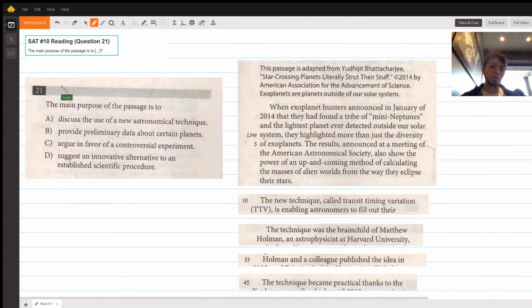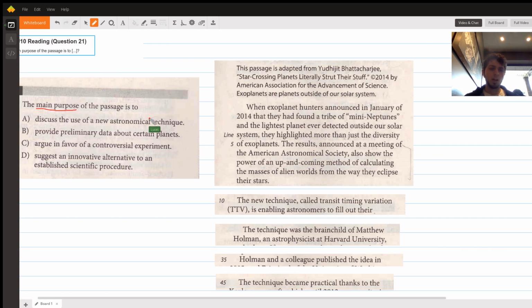Okay, so now we're going to solve question 21. This is from SAT number 10 reading. And 21, this is the first question that's after the text. And the question says, the main purpose of the passage is to something. So it's the first question that comes after the text. And not only that, but it's also talking about the main purpose of the passage.